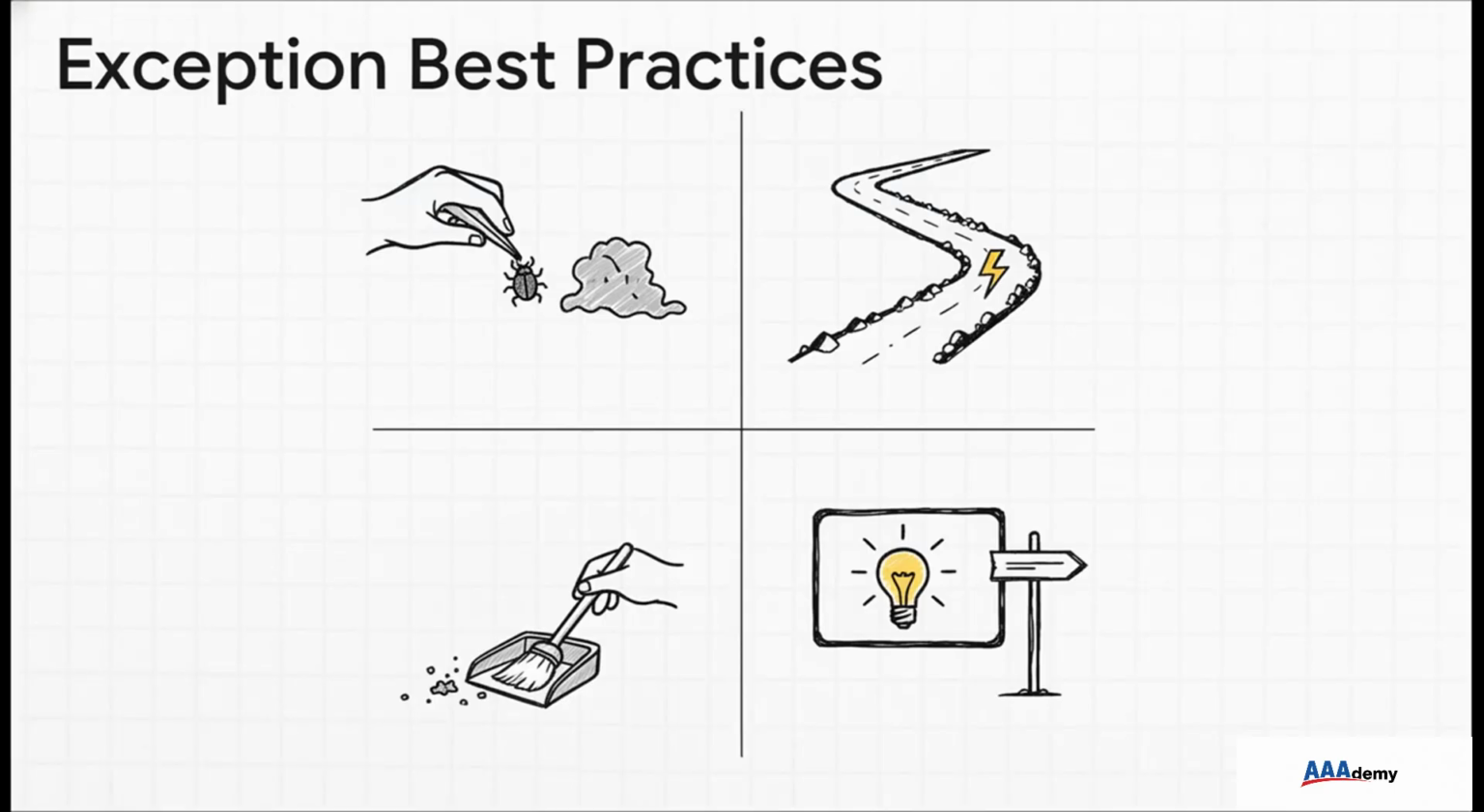Okay, before we move on, just a few pro tips to keep in mind. First, be specific. Don't just catch a generic exception. Try to catch the exact error you're expecting. Also remember, this is for exceptional situations, not for your normal if-else logic. Always use that finally block for important cleanup. And please, provide helpful error messages so you or your users actually know what went wrong.